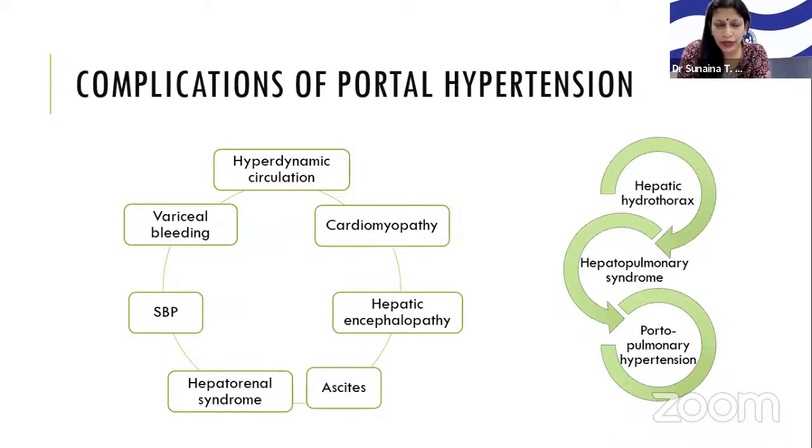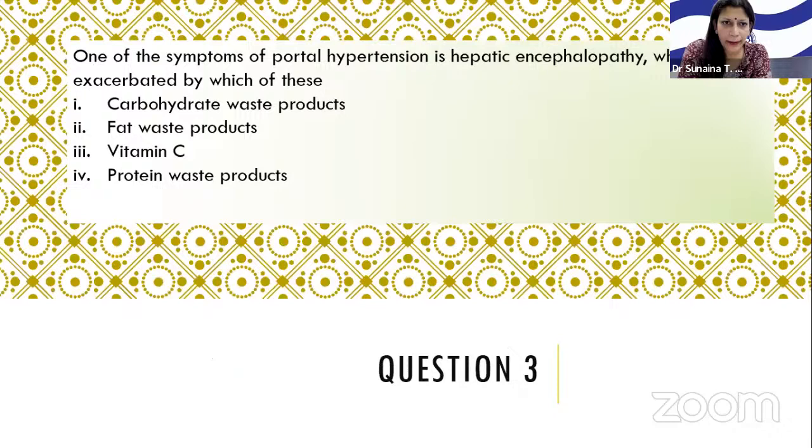Can you please go back 1 or 2 slides? We missed a question. Yes. So one of the complications of portal hypertension is hepatic encephalopathy, which may be exacerbated by which of the following? First is carbohydrate waste products, second is fat waste products, third is vitamin C, and fourth is the protein waste products. So we'll wait for 10 seconds.